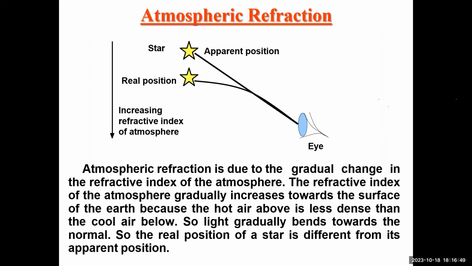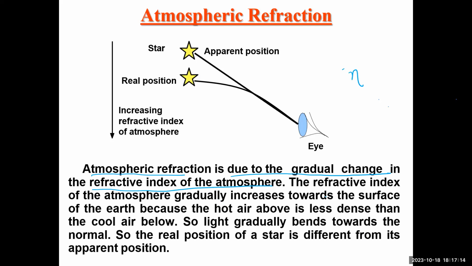Atmospheric refraction. Let us see atmospheric refraction here. So, see, star. What is atmospheric refraction? Atmospheric refraction is due to the gradual change in the refractive index of the atmosphere. We know that the refractive index is denoted by eta. So atmospheric refraction happens because of the refractive index of the atmosphere.